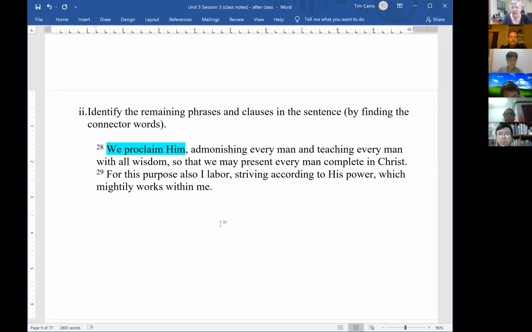Okay, there, I think I'm unmuted. Hello, thank you. Okay, so admonishing every man, and that's a correlating conjunction. Is it not? And so that would be two equal, admonishing every man, teaching every man, that's equal.